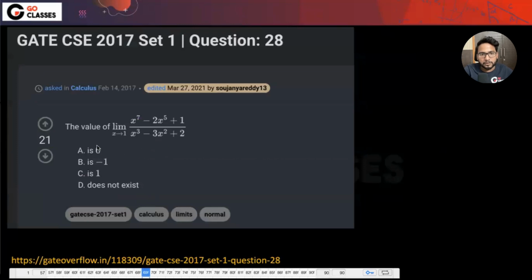Now, let's just solve this. Can you solve this question? I think this is also an easy question, most probably. You can take x power 7 common if you take.